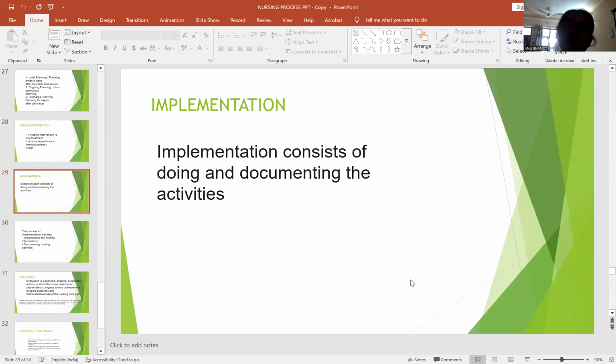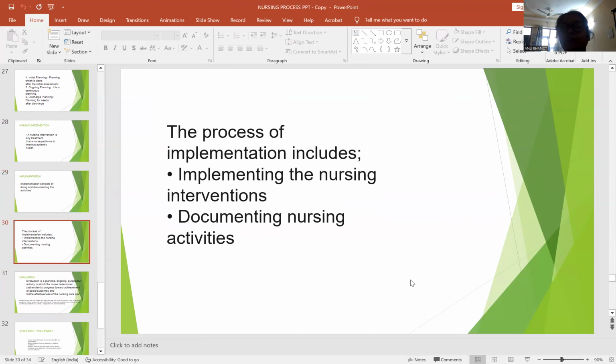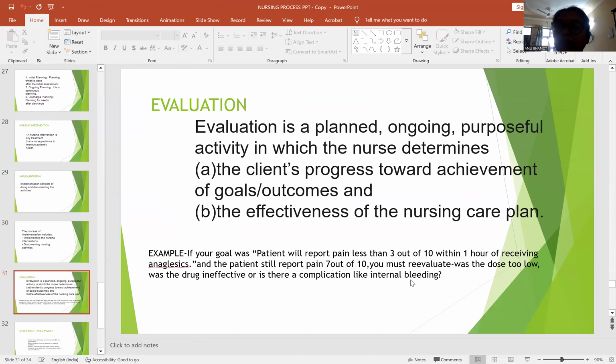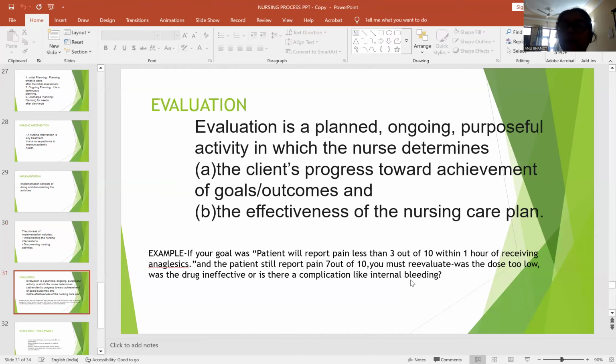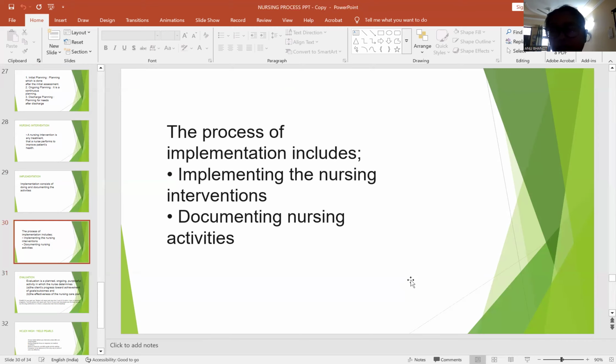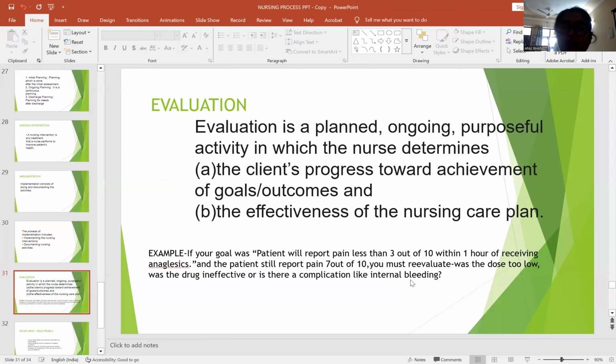For example, in planning, my patient says, "I feel breathlessness." I plan that I will check the saturation of the patient, then give the patient a comfortable position. After that, I give oxygen to the patient. I do the planning. In implementation, I implement all these things. Next one is the evaluation.